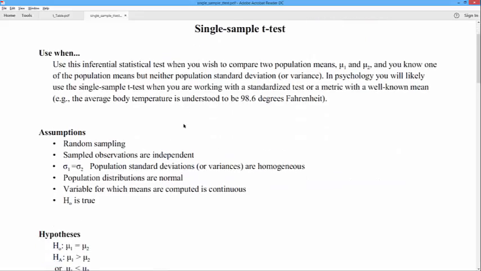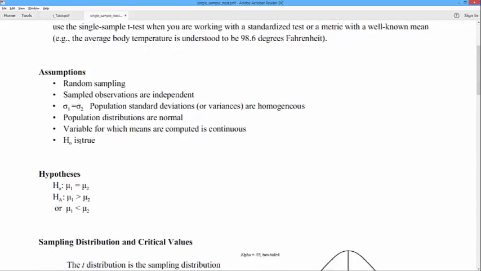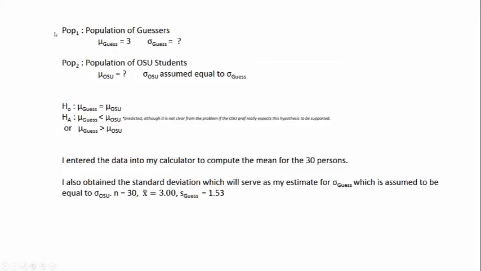Now we go back to our handout and we can see the assumptions here. We'll talk about those later. And we can see that we write our hypotheses in the 3-valued logic form, just like we've been doing for the z-test for means. So we'll begin by setting up population number 1 here, the population of guessers. We have the mean, 3.0. We do not have the standard deviation.